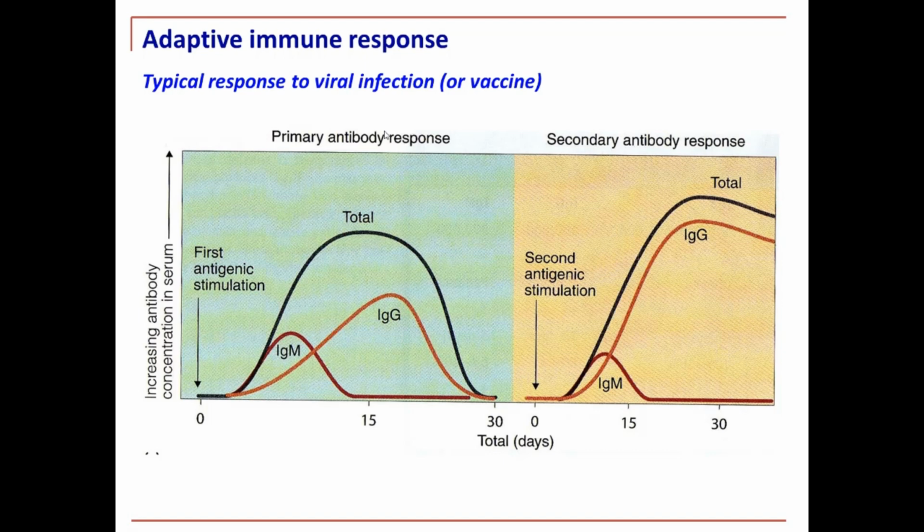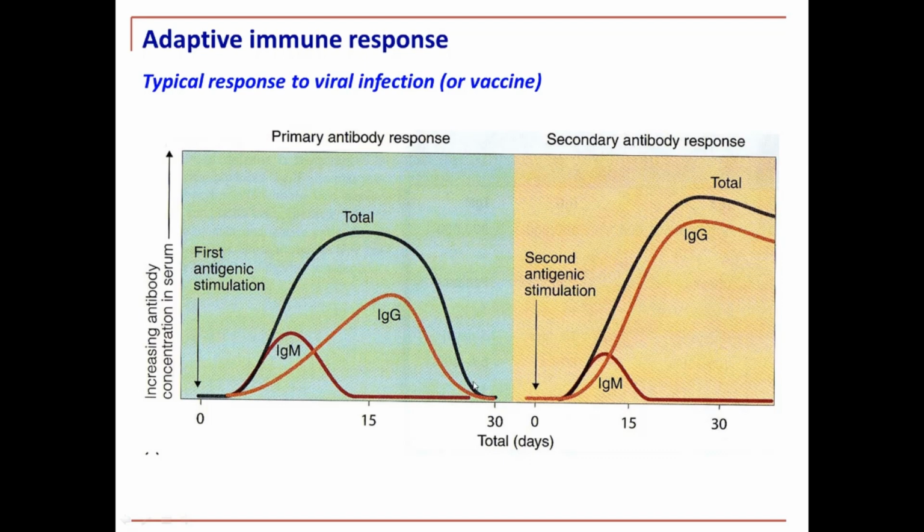So here's a typical response to a viral infection or to a vaccine. This is the amount of antibody on the y-axis and then time on the x-axis. You stimulate with the antigen. That might be a vaccine, for example, or it might be an infection. And you can see that IgM kicks in first, but it doesn't last that long. Its levels start to reduce quite rapidly. IgG kicks in a little bit later. It gets a bit higher and it stays up a little bit longer before decreasing. And you can see the total antibody response that's there.